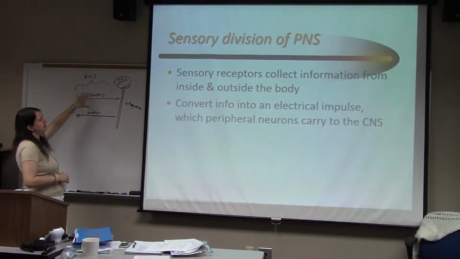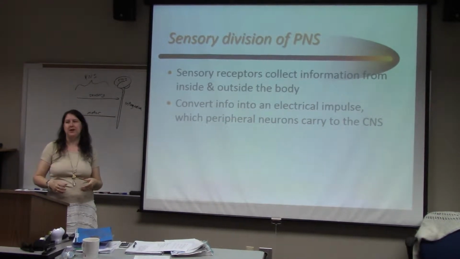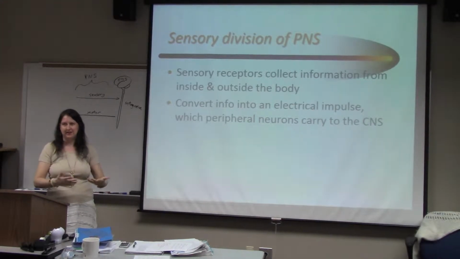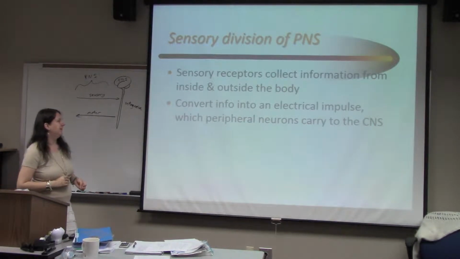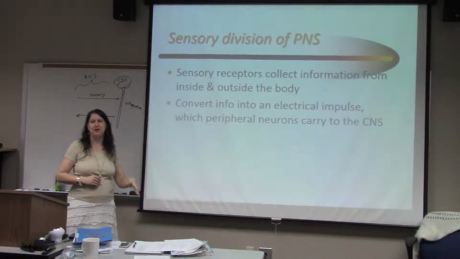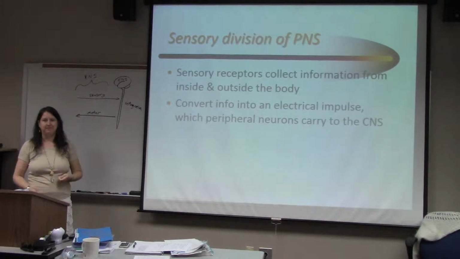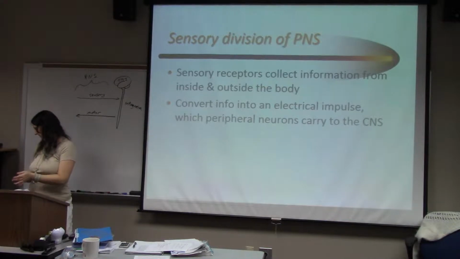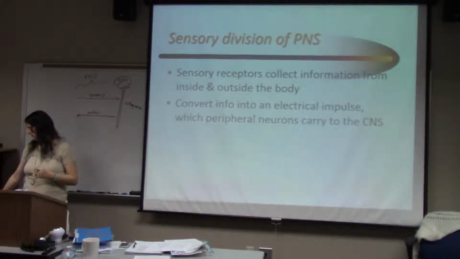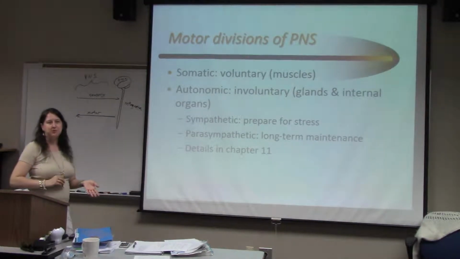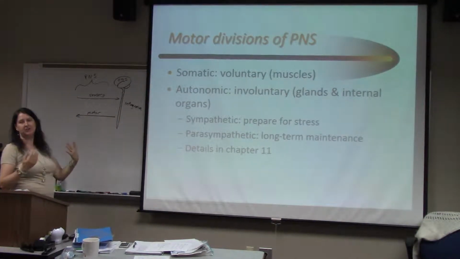In the sensory division of the peripheral nervous system, we have receptors that collect information from inside the body, things like monitoring your temperature, and from outside the body, like what you see and hear. Those receptors convert the information into an electrical impulse, which is carried by the neurons to the central nervous system. In the motor division, the CNS sends a message that goes out to an organ to control it.